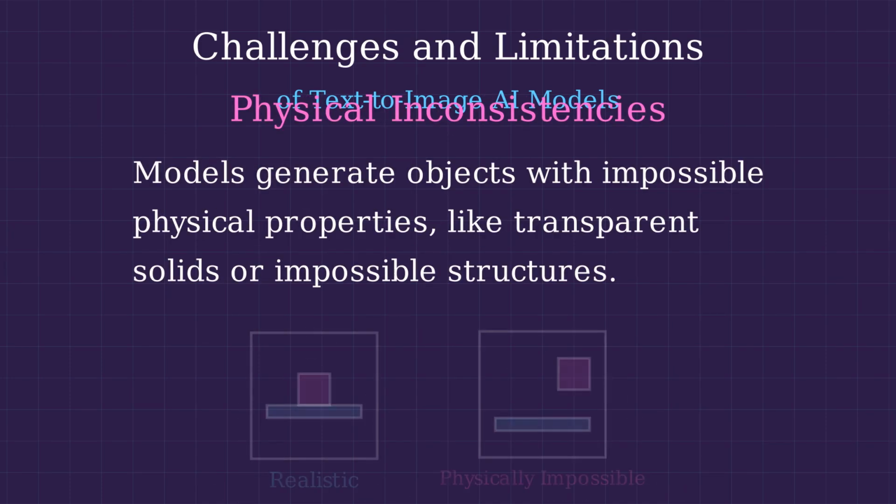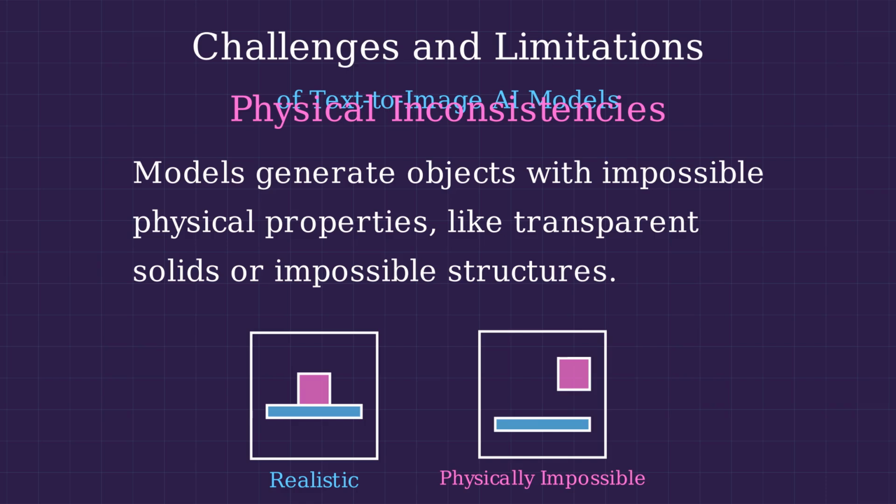Physical inconsistencies are common in generated images. Models often create objects with impossible properties, like floating items that should be affected by gravity, or structures that could not exist in the real world.